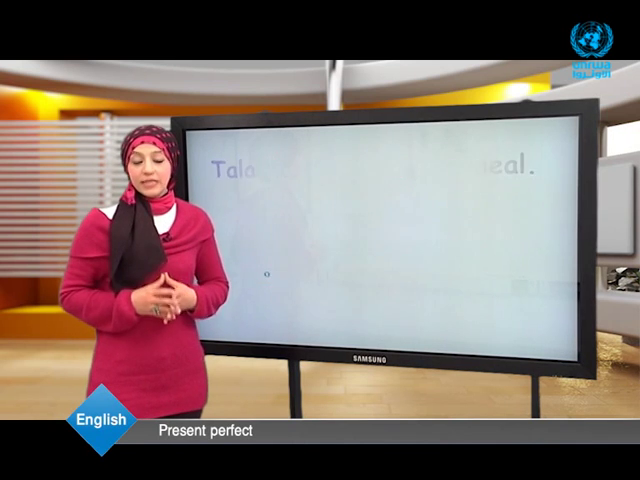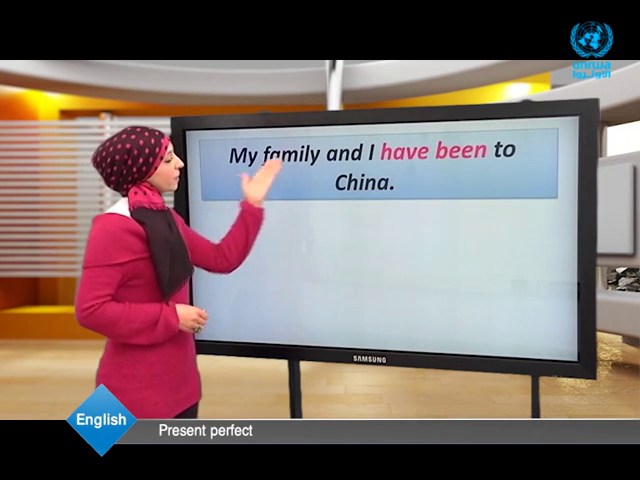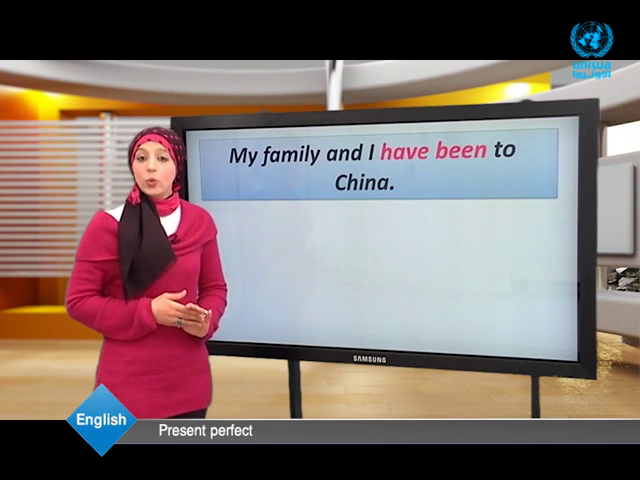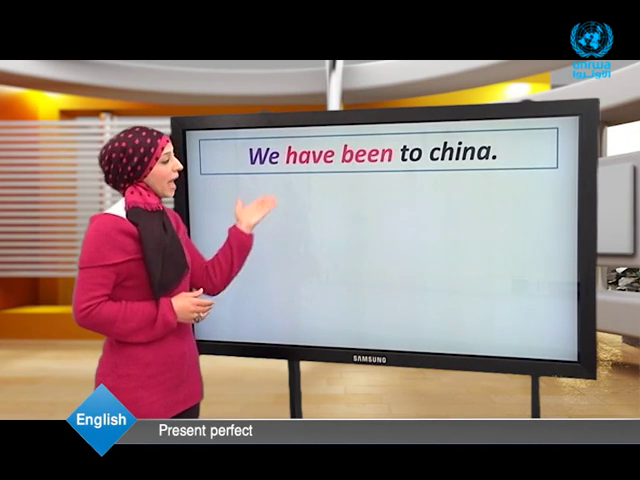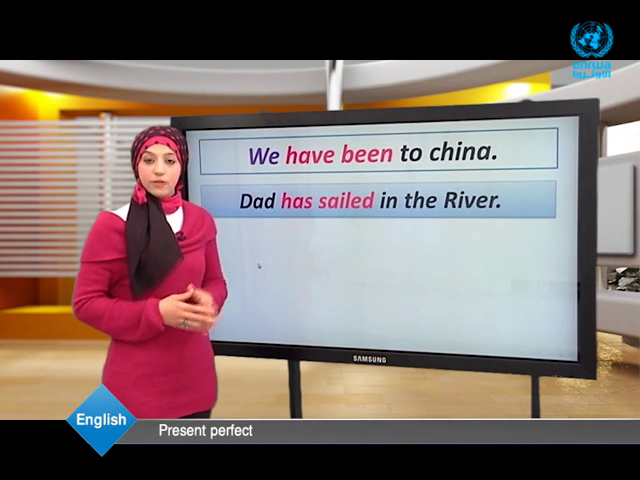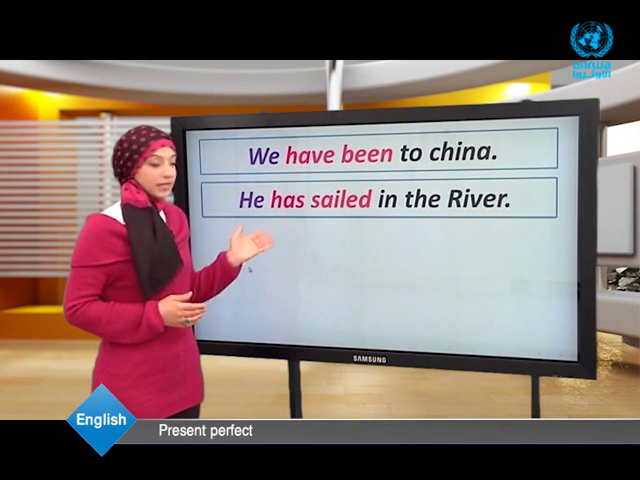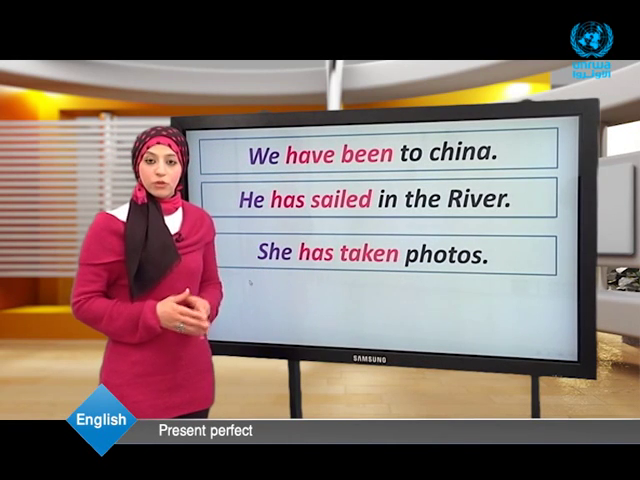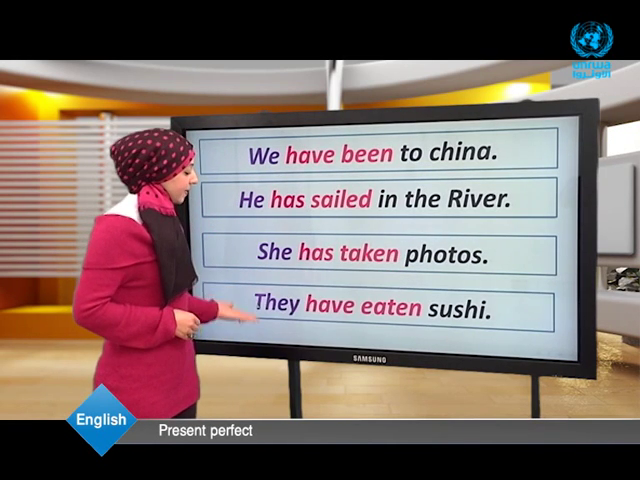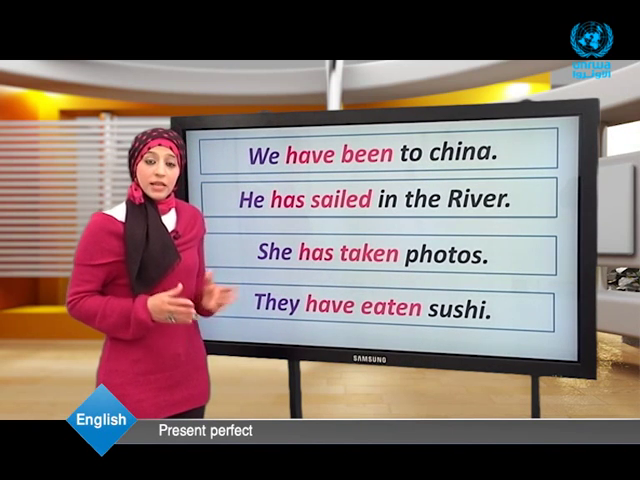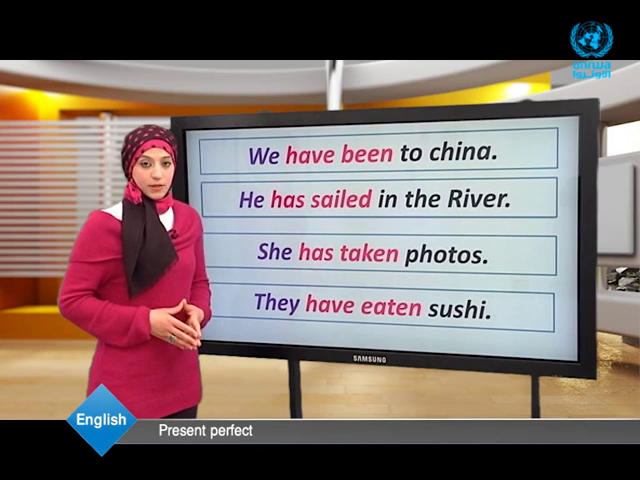Now, let's have these sentences together. My family and I have been to China. Instead of my family and I, we can use we. We have been to China. The next sentence, Dad has sailed in the river, or he has sailed in the river. Sally has taken photos, or instead of Sally, we can say she has taken photos. And the last sentence, they have eaten sushi.